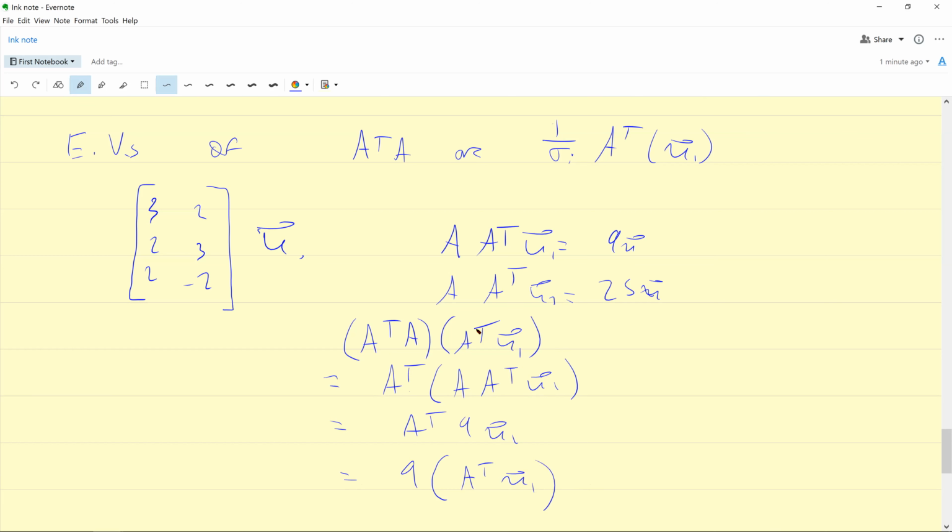So what we're kind of doing is this A transpose that we multiplied u with, we're using that to get the eigenvalue. And then the A transpose on the left, we're moving it so that's replacing that A transpose that we just used to get the eigenvalue. Gotcha.